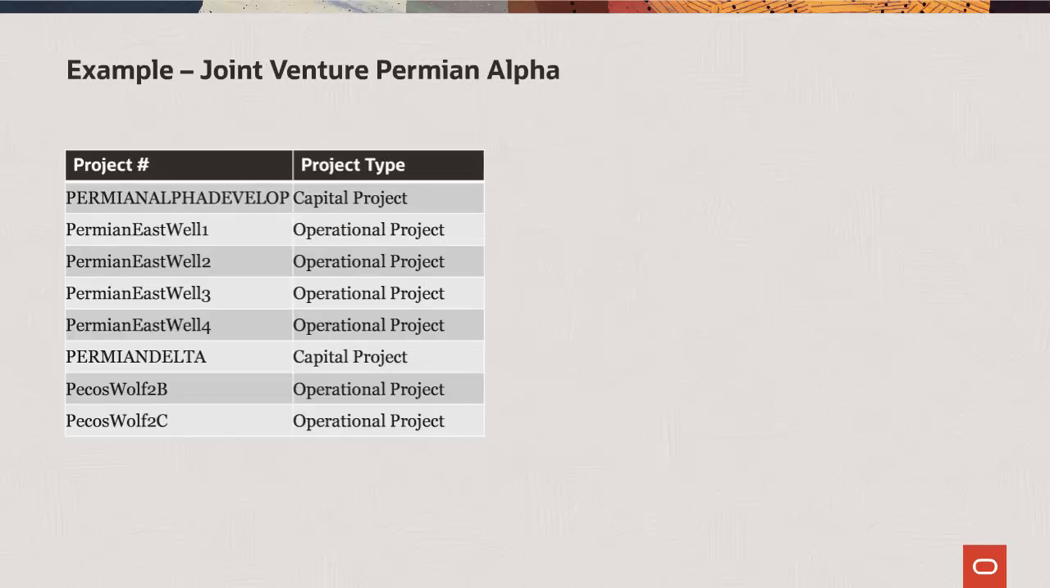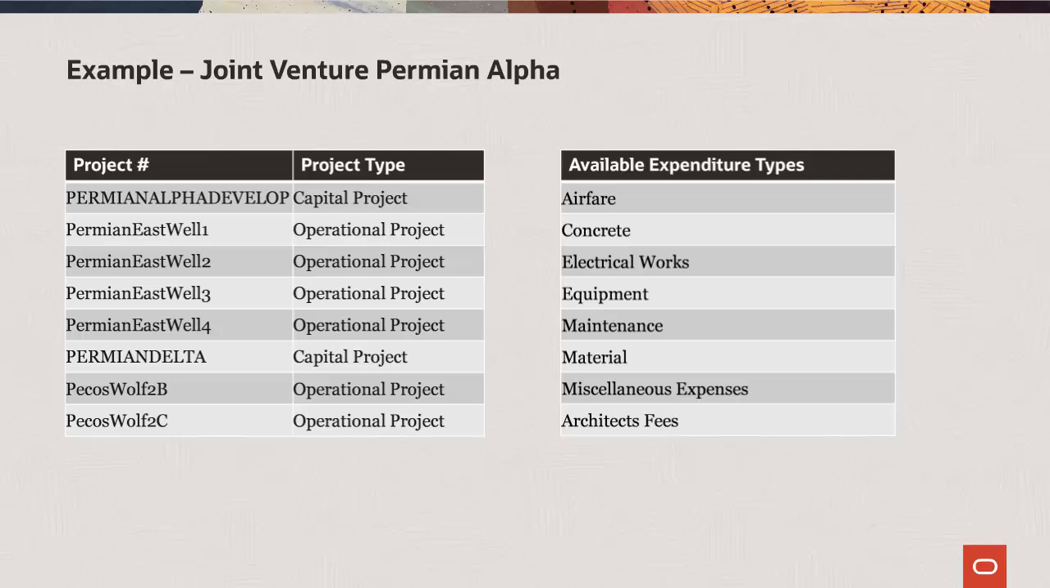Let's familiarize ourselves with the data that I'll be using in the example. HEPP Petroleum has a number of projects. Of these, Permian Alpha Develop and Permian Delta are capital projects, while the rest are operational projects. The projects Permian Alpha Develop, Permian East Well 1, Permian East Well 2, Permian East Well 3, and Permian East Well 4 are associated with the joint venture Permian Alpha. The other projects are not part of the joint venture. Here are some of the expenditure types that are used on the projects.